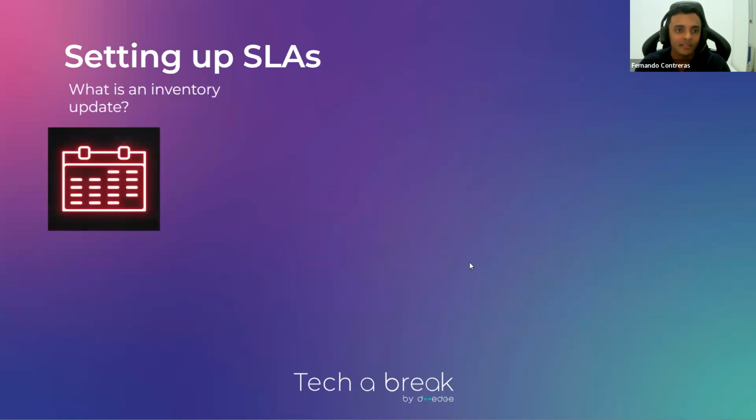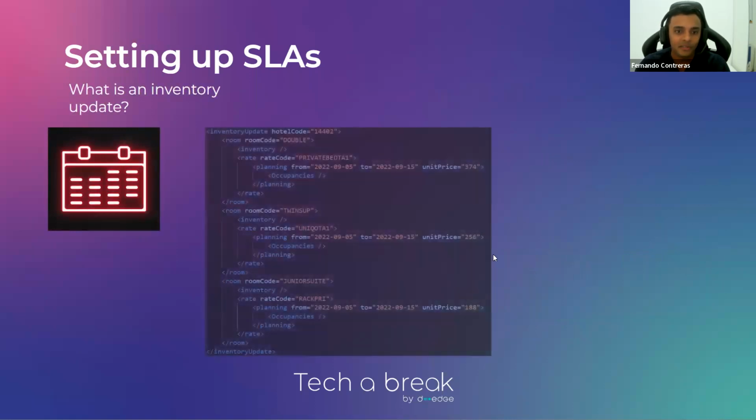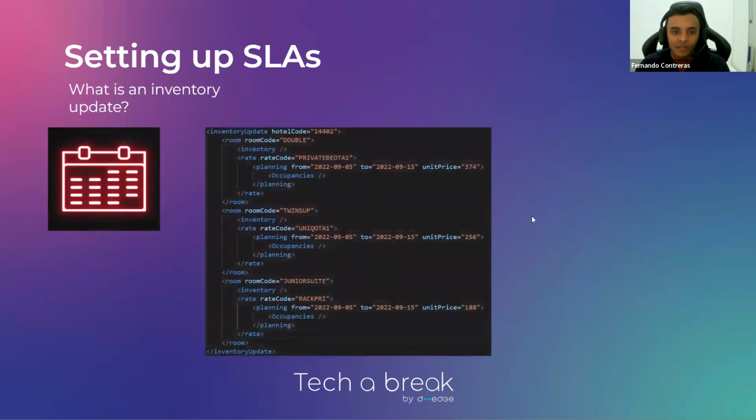So let's see what an inventory update is. It's just an XML message containing information about the hotels, the rooms, the different prices that we want to sell, the dates, and the specific prices and restrictions, and might also include availability. It might also include restrictions about the dates for check-in and check-out, and so on.